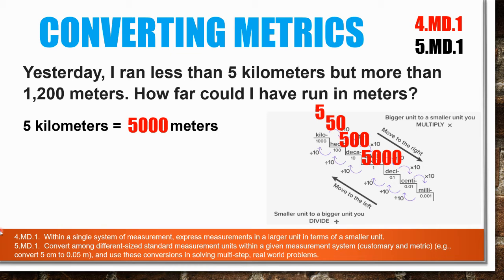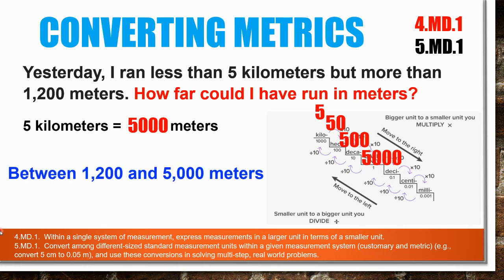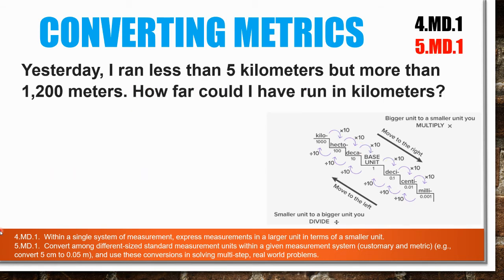Now, the problem with a word problem is that you really need to know what the question is. Here it is. How far could I have run in meters? Well, the low end would be 1,200 meters, and the high end would be 5,000 meters. So the answer is between 1,200 and 5,000 meters. You did great. Let's move on to the fifth grade version.